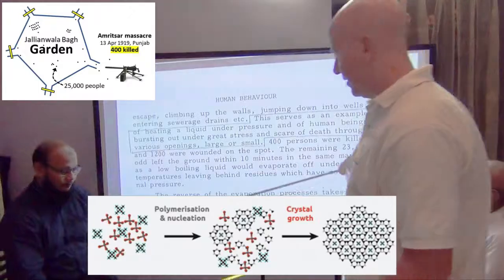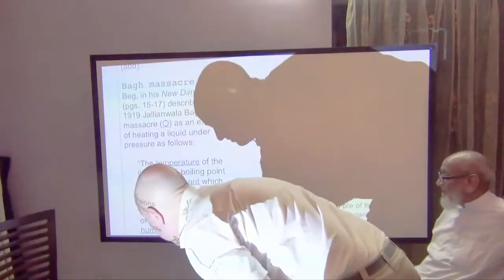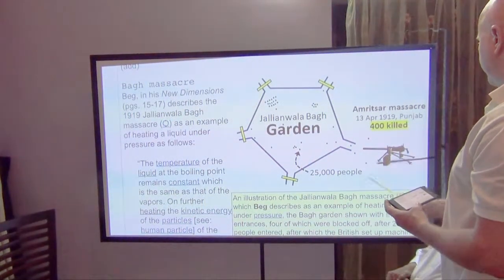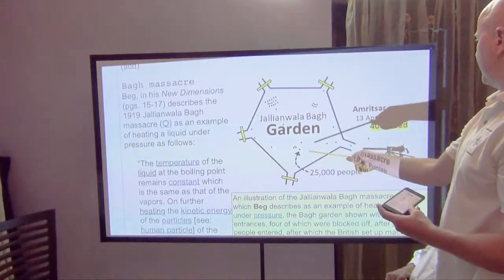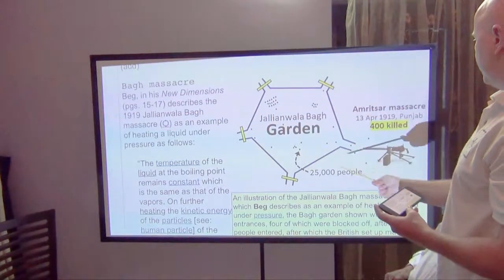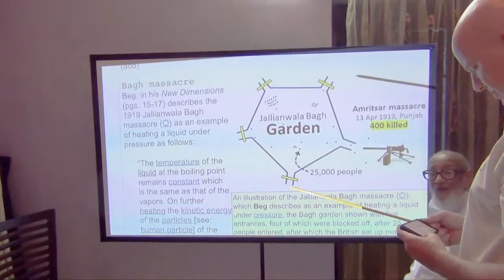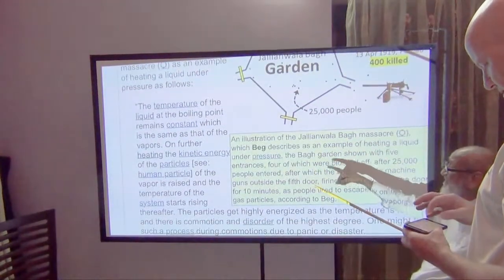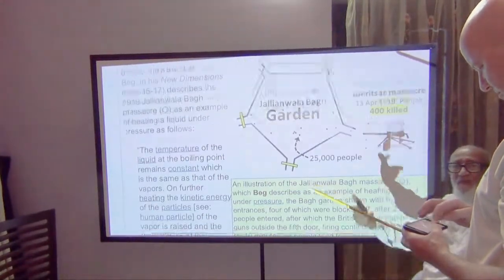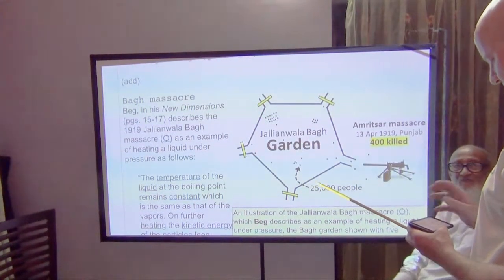So let's look at the diagram now. Here's the diagram. General Dyer. Here you have the machine gun firing. This is 25,000 people inside the garden. There were five doors. The British blocked off four of the doors, and they left this one here. So that was quite something. When they had all gathered in this garden, General Dyer said, shoot them. Later on he said, I wanted to punish them for their disobedience.